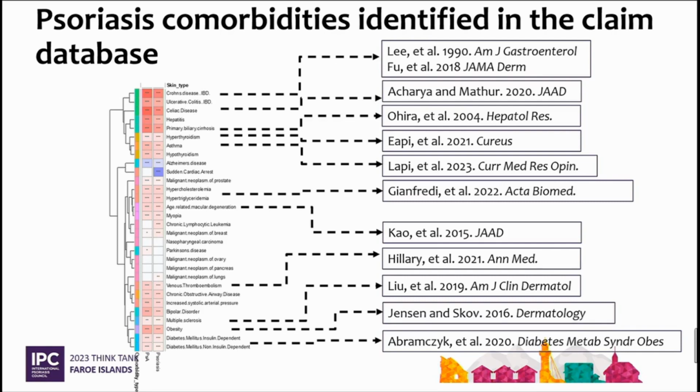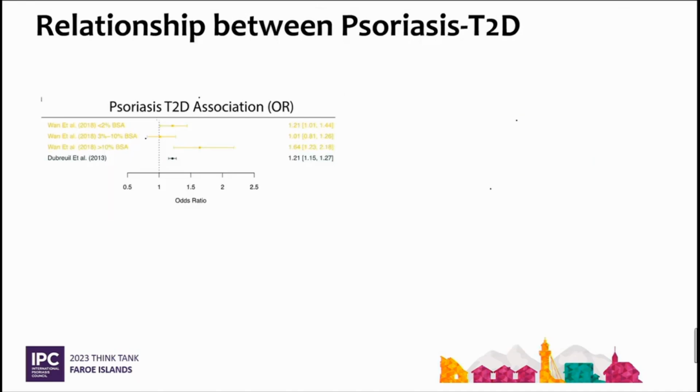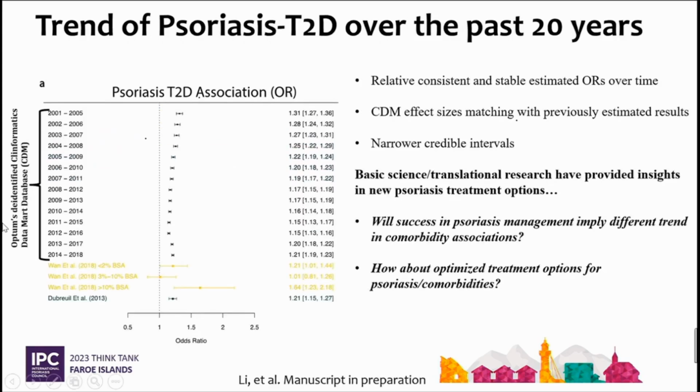So we look into this a little bit more. The psoriasis and type 2 diabetes association has been described previously in different studies, and I'm just showing two of the more recent ones that show the odds ratio between psoriasis and type 2 diabetes. It's around 1.2. This study has a breakdown into different severity of the body surface area affected. And by using this CDM database, we could actually track back over the last 20 years and look at this trend. So here's what we estimated.